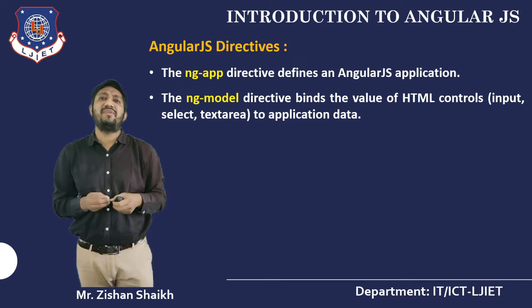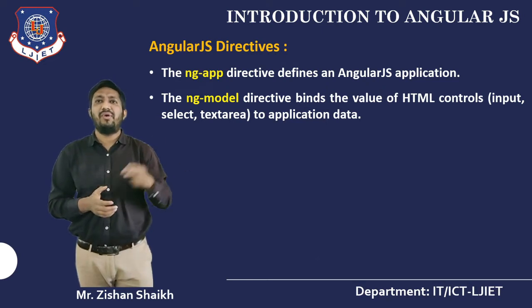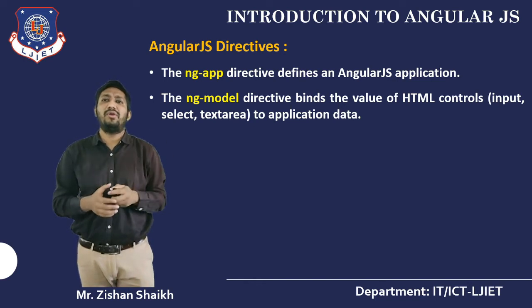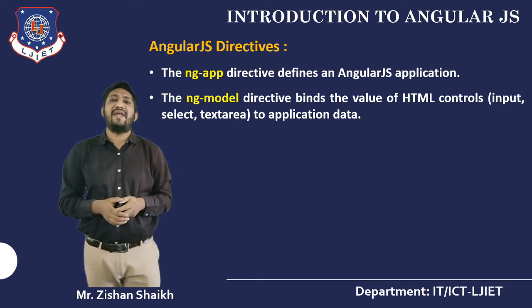So from where, which place we our browser can understand. So ng-app is helping the browser to know that this code is relevant to your AngularJS code. Next is ng-model.